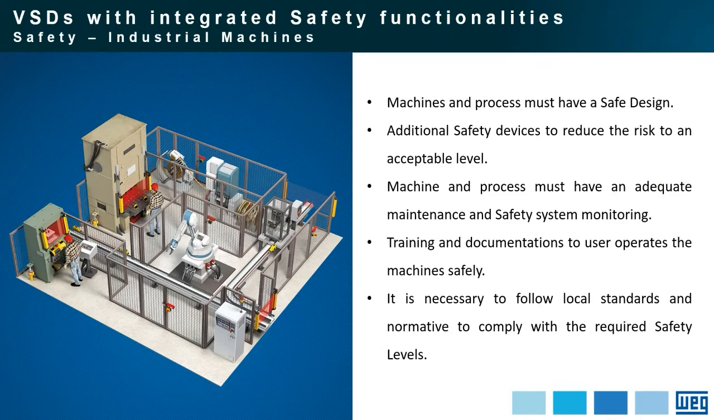Additionally, the machines and process must have adequate maintenance and safety system monitoring. This safety system monitoring will warn in case of any problem, to stop the machine in time. Additionally, training and documentation for the user to operate the machine safely are required. And in the end, but also very important, it's necessary to follow all the local standards and normatives to comply with the required safety level.